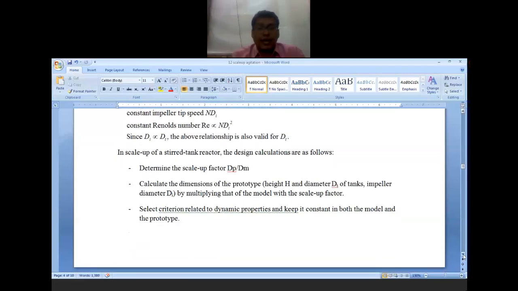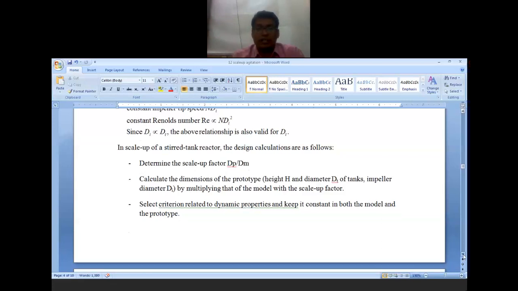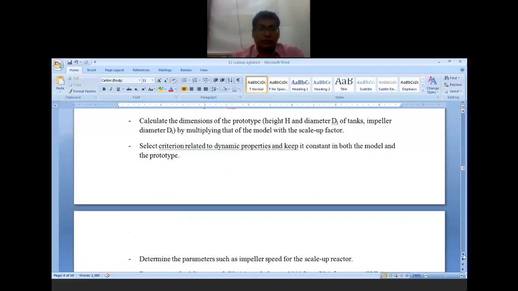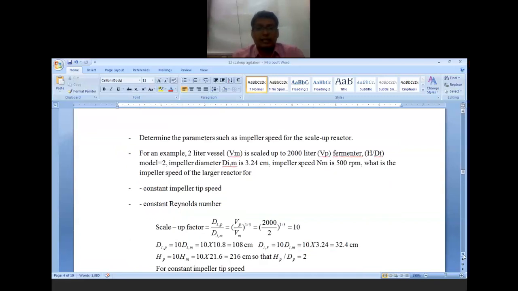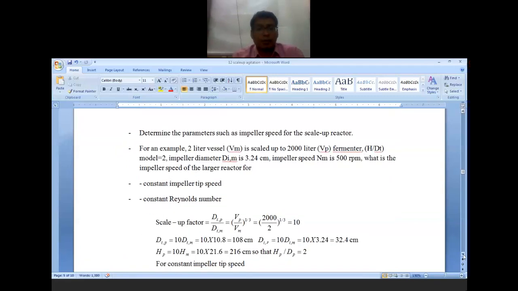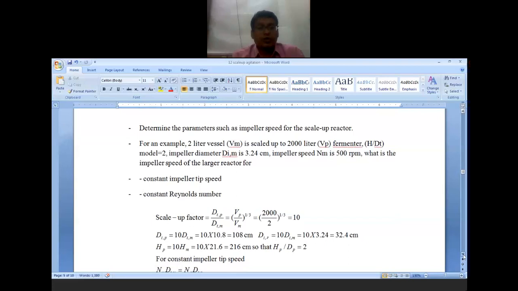So in the scale up of a stirred tank reactor, the design calculations are as follows. Determine the scale up factor, that is Dp upon Dm, the diameter of the prototype to the diameter of the model. Then calculate the dimensions of the prototype. Then select the criteria for the dynamic properties. That is what we are doing. So we will consider an example associated with the dynamic properties.